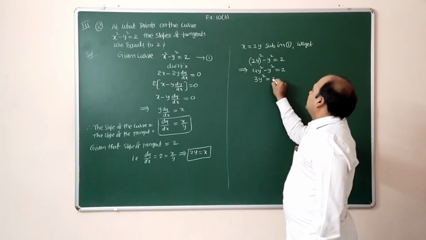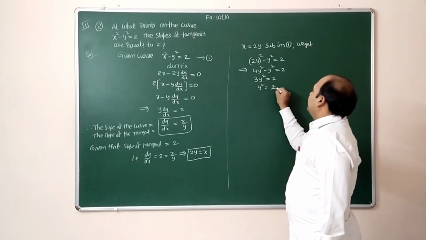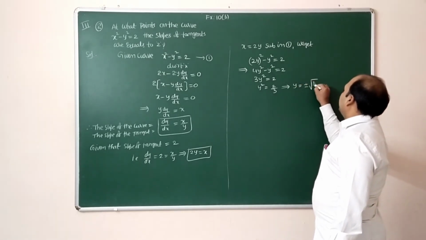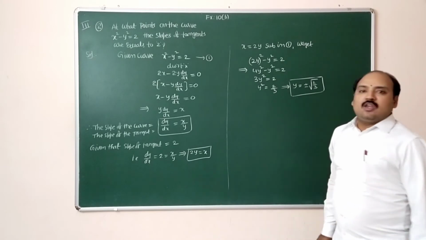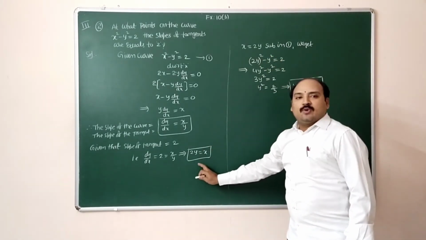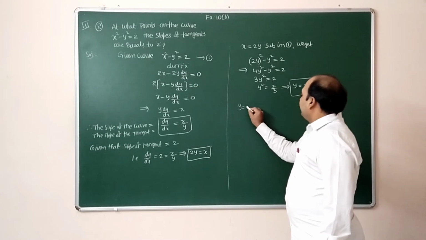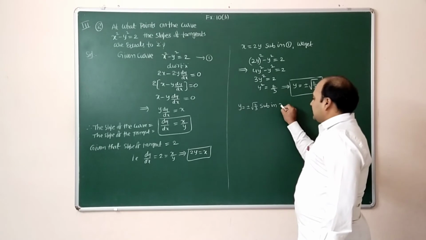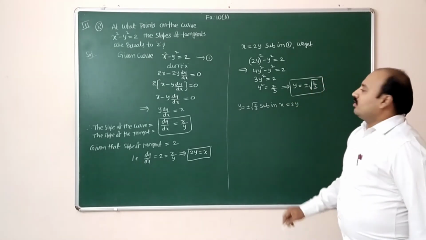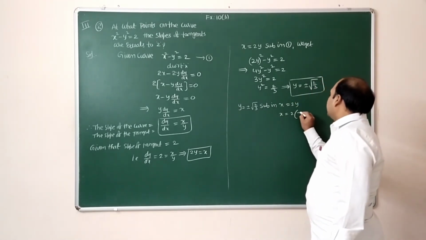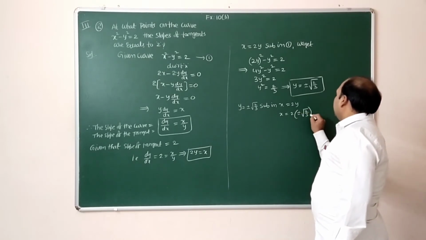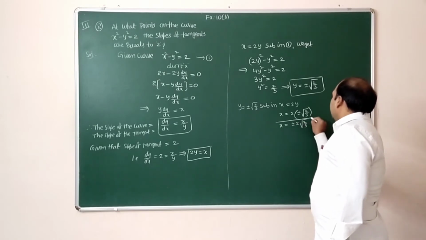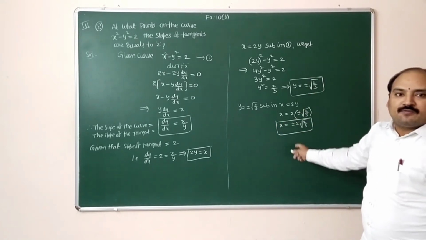3y square equal to 2. Y square equal to 2 by 3. That implies that y is equal to plus or minus root 2 by 3. So after getting the value of y, substitute in x is equal to 2y. Therefore, x is equal to 2 into plus or minus root 2 by 3, which is equal to plus or minus 2 root 2 by 3. So here two values of x, two values of y.